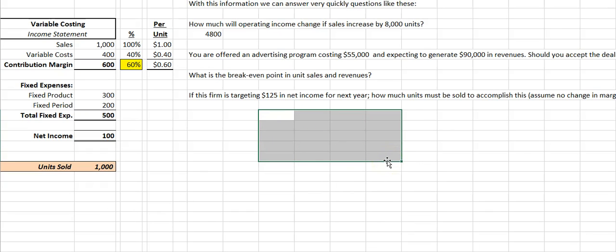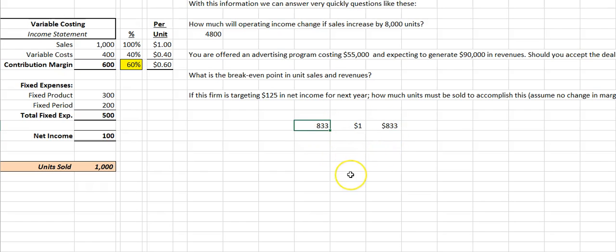Okay? What's the break-even point in revenues? Well, that's very easy. In this case, it's the same number, because each unit sells for $1. Not the same thing, but it's expressed in dollar terms. So if the break-even point is 833 units, and each one sells for $1, then the break-even point in dollar terms is $833. Let me put the dollar sign here, okay? So this is units and this is dollars.